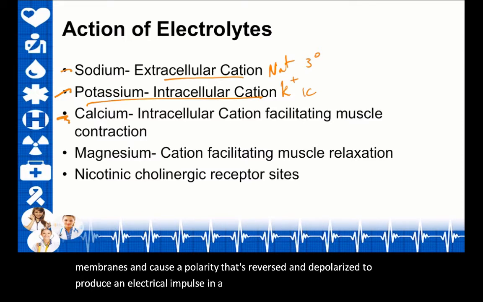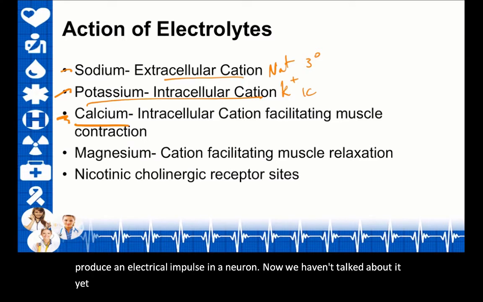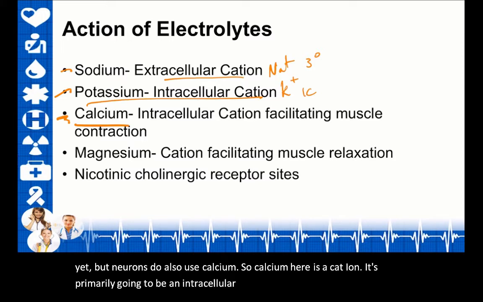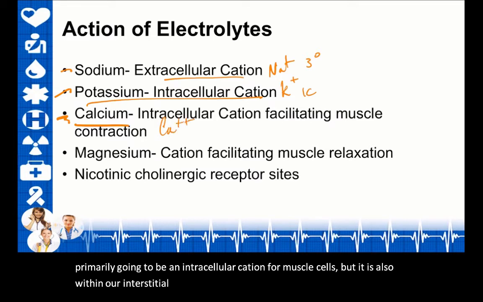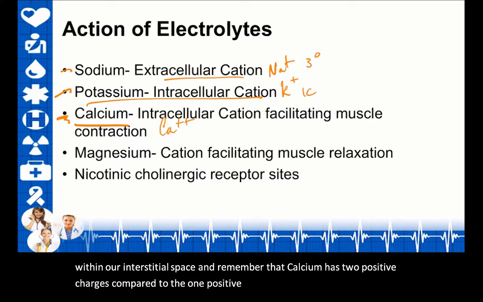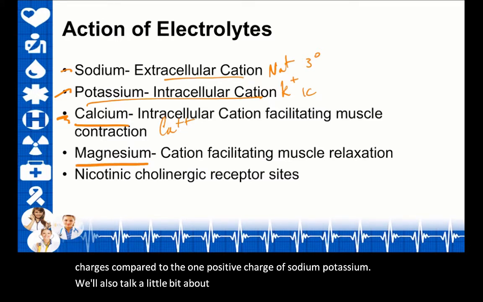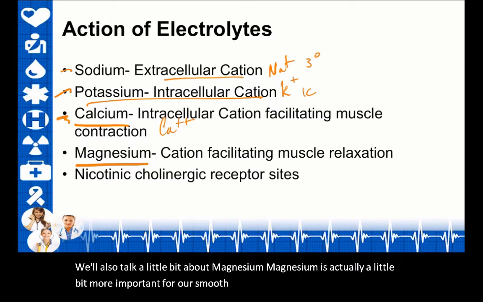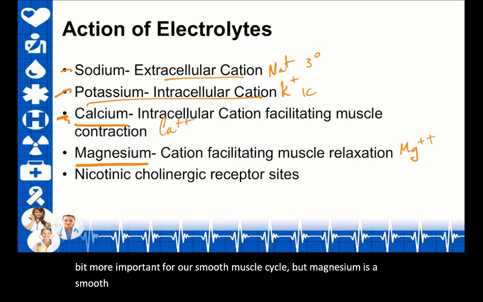Now, we hadn't talked about it yet, but neurons do also use calcium. So calcium here is a cation. It's primarily going to be an intracellular cation for muscle cells, but it is also within our interstitial space. And remember that calcium has two positive charges compared to the one positive charge of sodium and potassium. We'll also talk a little bit about magnesium. Magnesium is actually a little bit more important for our smooth muscle cycle, but magnesium is a smooth muscle relaxant. It has a positive charge of two, just like calcium does.